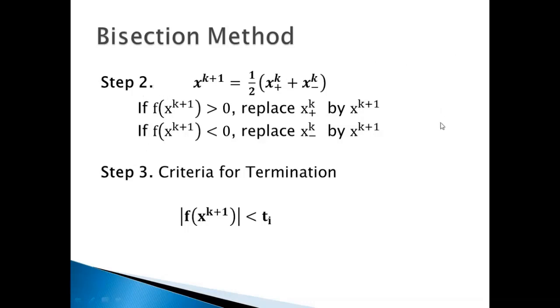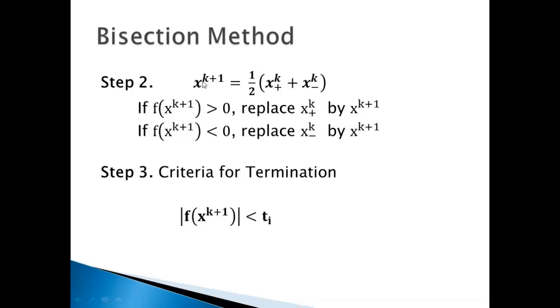But you still need to check. Take your x k plus 1 and substitute it to the original function. If the answer is greater than 0, meaning positive, then x plus will now be replaced by x k plus 1. However, if x k plus 1 is substituted to the original function and results in a negative value, less than 0, then your x minus will be replaced by x k plus 1.